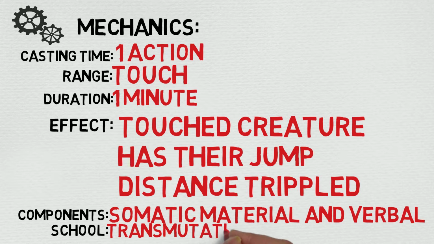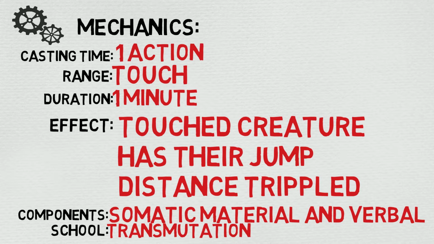Your cast time is the standard one action. The range is touch, which is pretty cool when you actually think about the implications. The duration is a whole minute, which is fantastic. The effect: touched creature has their jump distance tripled, so pretty cool. The components are somatic, material, and verbal, so it's a holy trinity spell. If you're curious about that material component, it is the hind leg of a grasshopper. It is not consumed in the spell, by the way. And the school, unsurprisingly, is Transmutation.